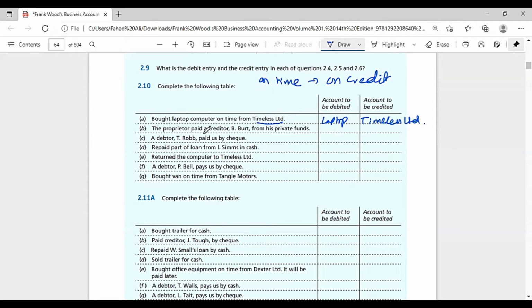The proprietor paid a creditor, B Bird, from his private fund. See, there are two cases. Either the proprietor, that is the owner of the business, invests in the business and pays afterwards. This is one situation. Second situation, the owner is paying directly the expenses of the business. In both situations, the treatment is the same. This is like that you have given your friend the amount to purchase your lunch from the canteen. This is one situation.